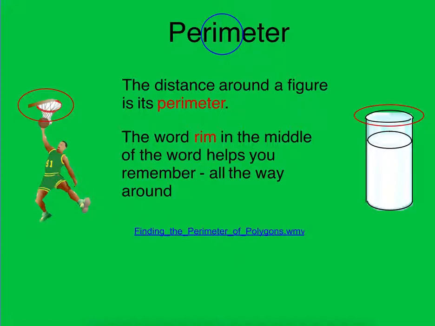It may help you to think of the rim around the basketball hoop there. We have March Madness going on, so think of the rim around it, around the outside, and then the rim around the glass or a cup. The rim in the middle of the word perimeter may help you to remember that it's all the way around.